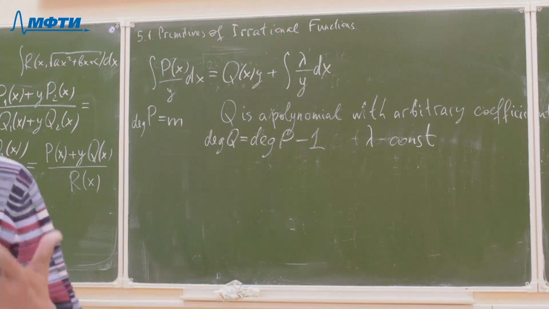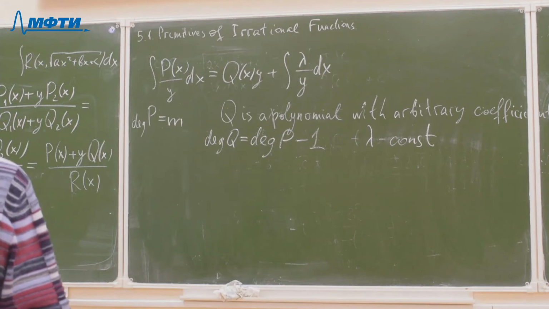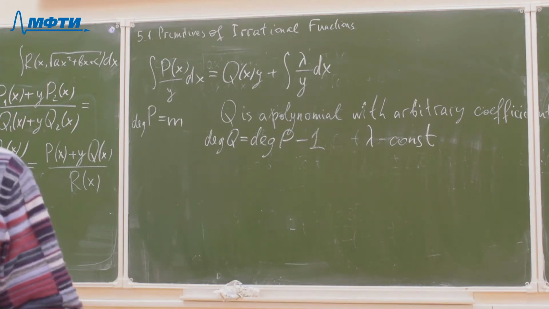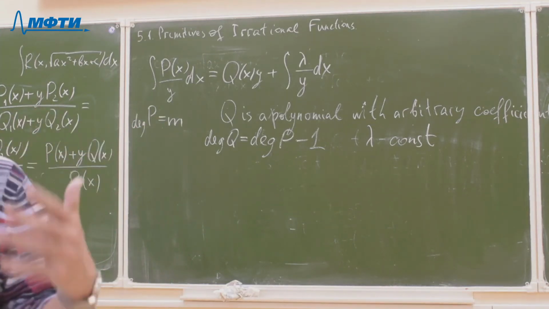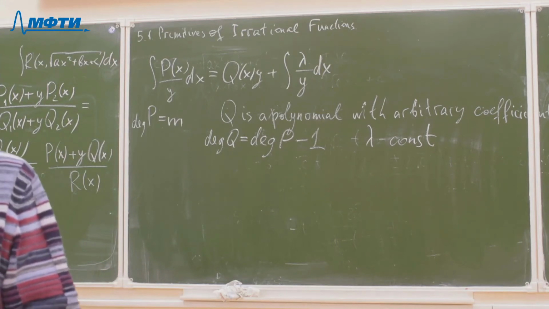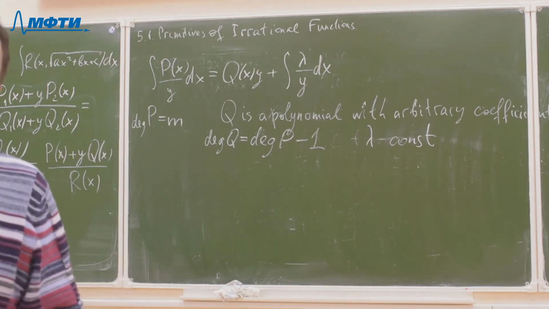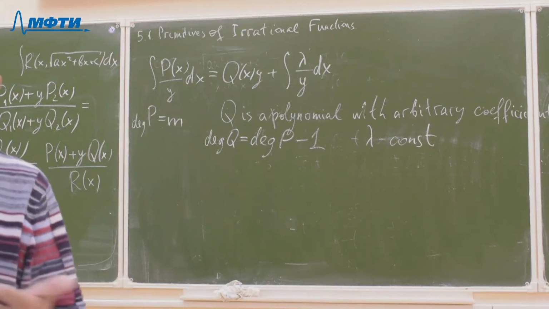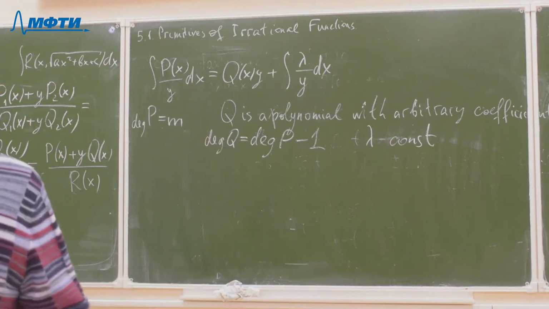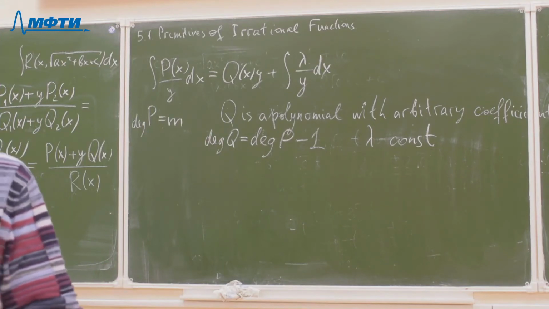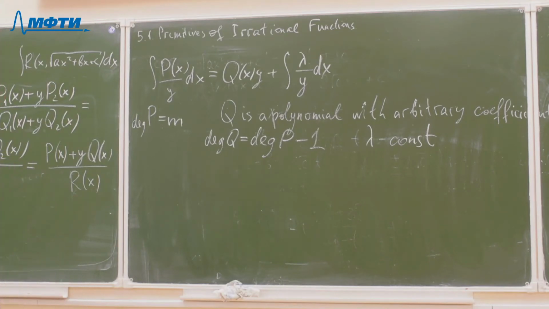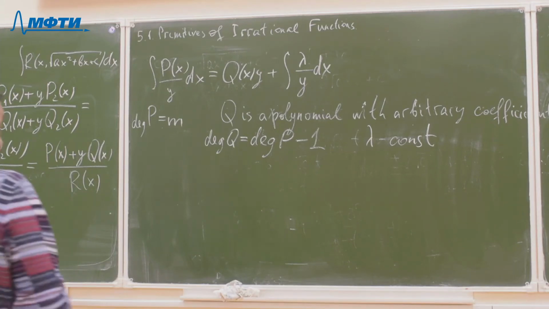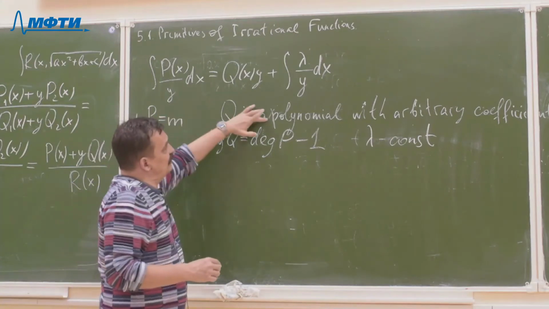So, I gave you a general theorem that an arbitrary proper rational function can be represented with the help of partial fraction decomposition, right? I didn't give you a method to find those coefficients. You just need to make a common denominator and compare coefficients in arbitrary degrees of x, and you will obtain a system of linear equations. And here we have a slightly different story.